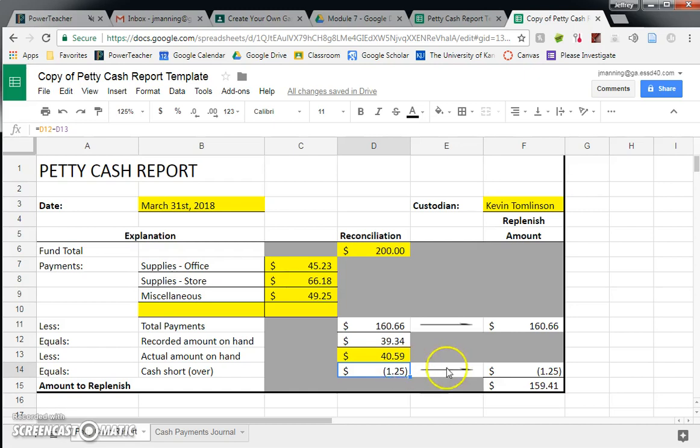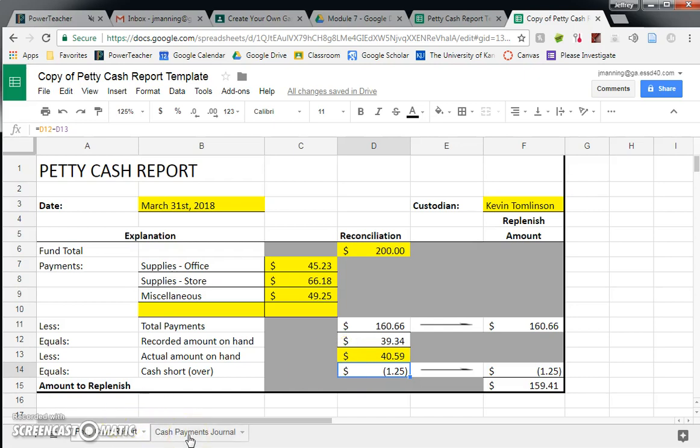All right. Finally, down here at the bottom, it tells us the amount to replenish, $159.41. So this means that Kevin is going to have to get $159.41 to put back into the petty cash box so that he can bring the total back up to $200. All right, so that is a petty cash report. It's pretty easy. It's pretty straightforward. You just put the information in the right boxes, and then you let Google Sheets do the rest.